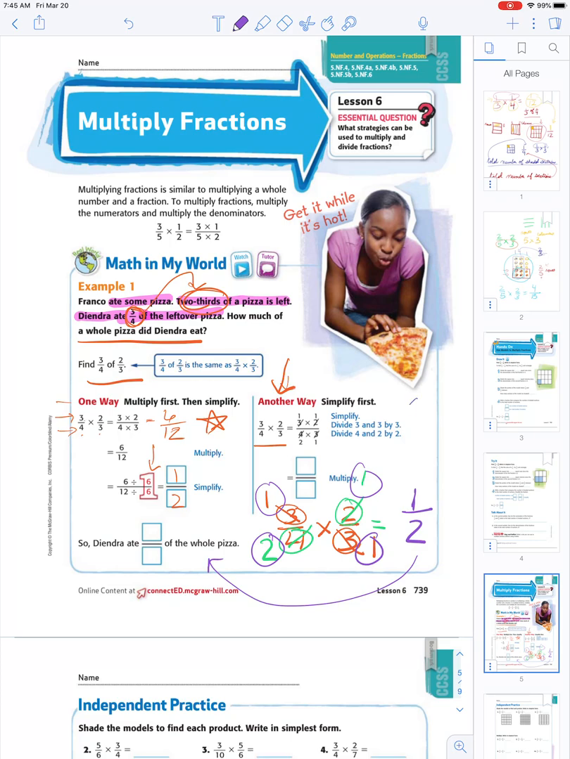Again, if this cross canceling, sorry, not cross multiplying, that's something different, does not make sense to you, or if it's too difficult, do not do it. Just do it the original way: multiply the numerators, multiply the denominators, and then simplify.